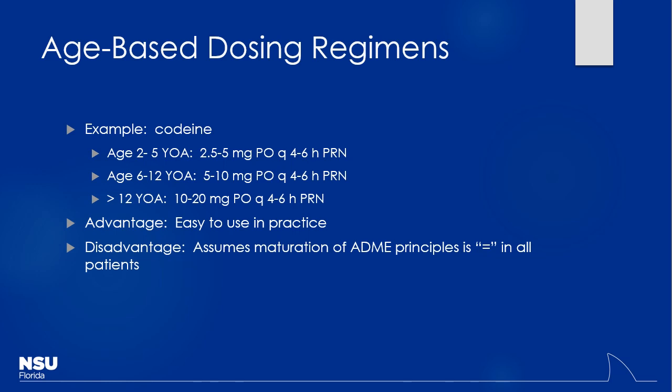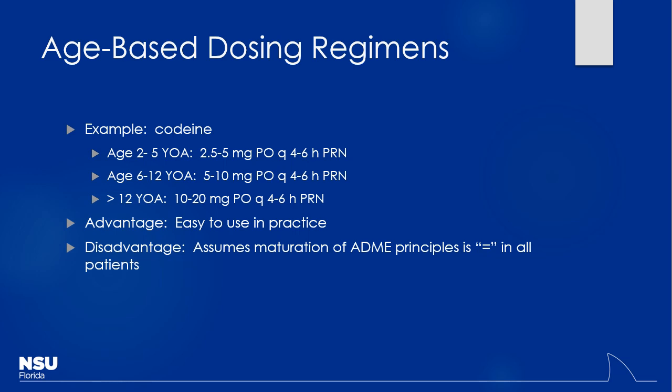Some kids are really big for their age. Some kids are really small for their age, right? You see some kids who are 16 that weigh 50, 60 pounds, because they have these chronic conditions where they are just extremely small for their size. And again, it assumes that the absorption, distribution, all the kinetics are the same across all these kids, depending on their age. We know that's not always going to be the case.